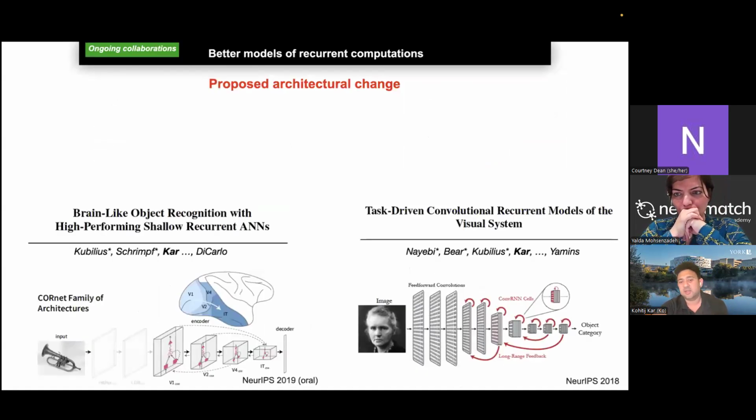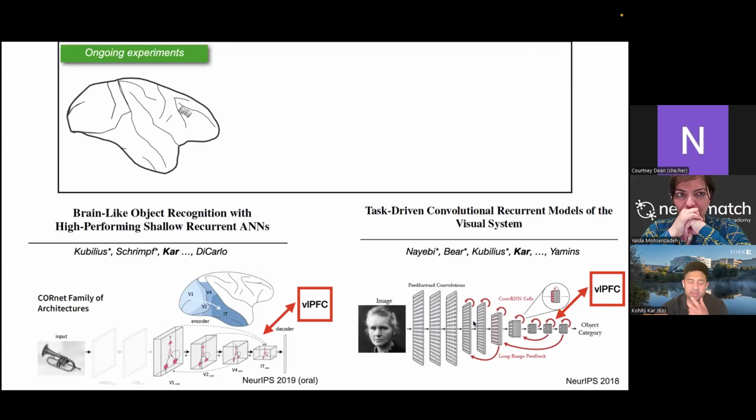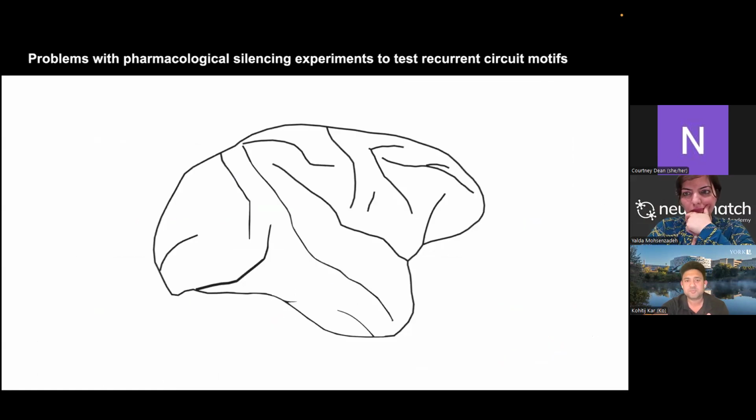So in terms of model building, what we need now is to build better models that incorporate this PFC module, which wasn't incorporated in our previous models. At the same time, I'm doing experiments where we are recording from the prefrontal cortex to get more data to help these efforts in the computational neuroscience community.